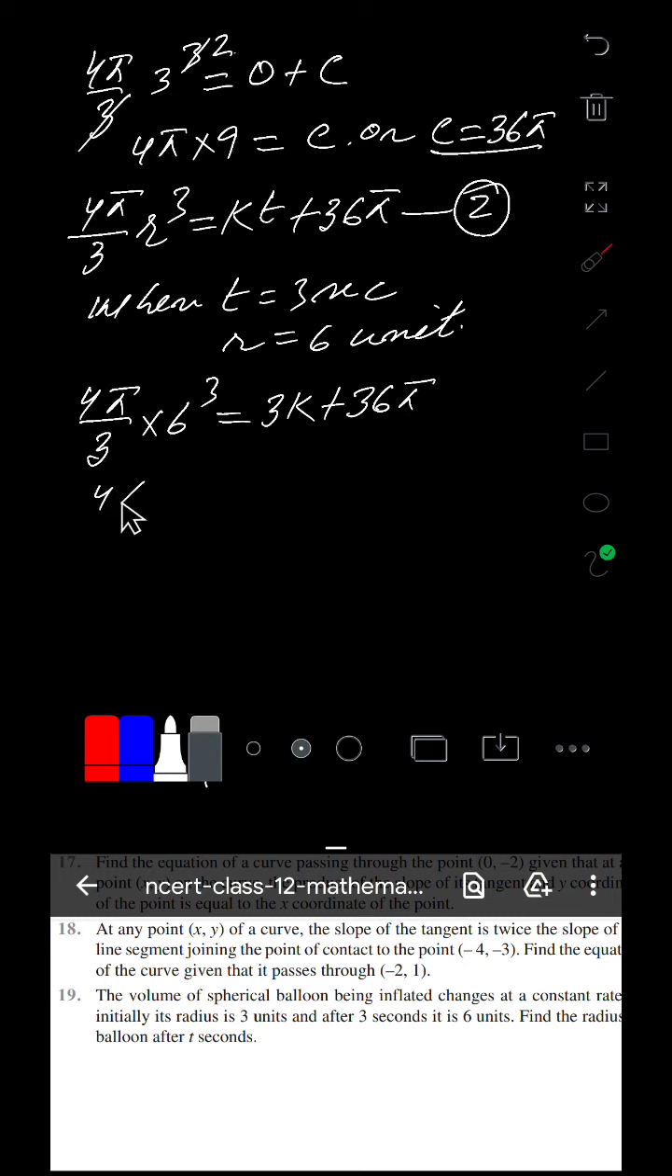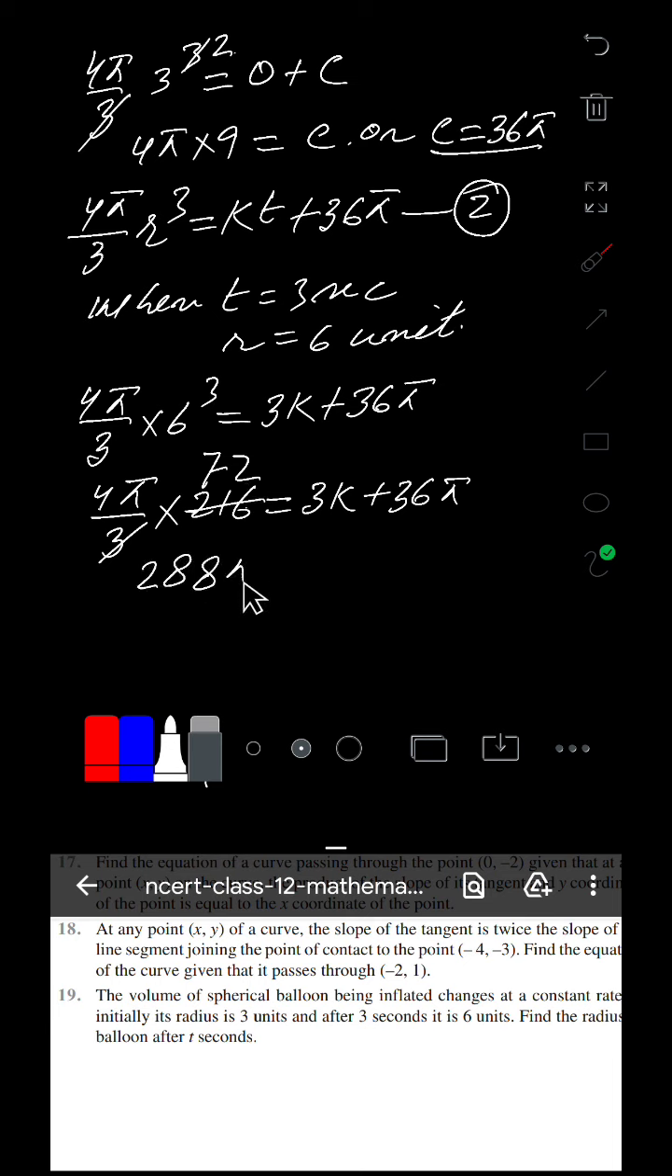So 6 cube is 216, and 4 pi upon 3 into 216 is equal to 3k plus 36 pi. So 3 will divide 216, 3 sevens are 21 and 3 twos are 6, 72 times. Now multiply 72 and 4 pi, we have 4 twos are 8 and 4 sevens are 28, 288 pi is equal to 3k plus 36 pi.